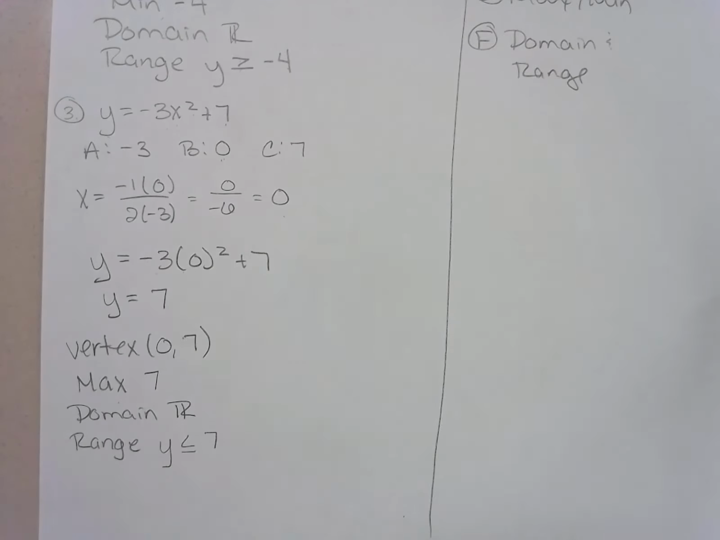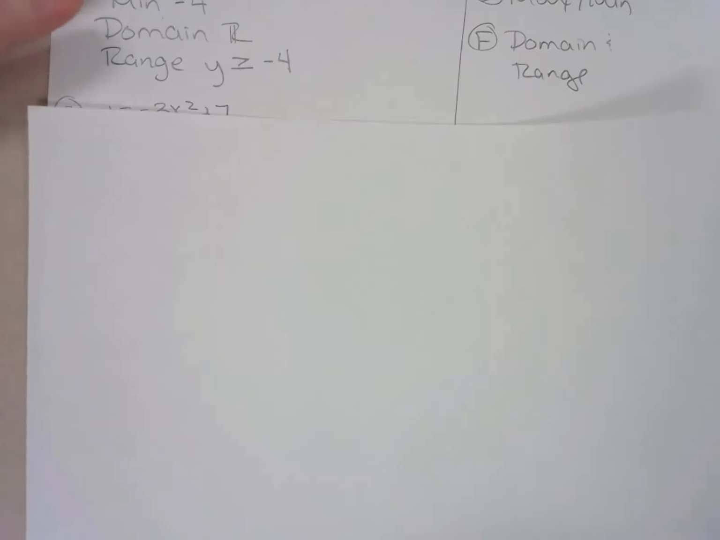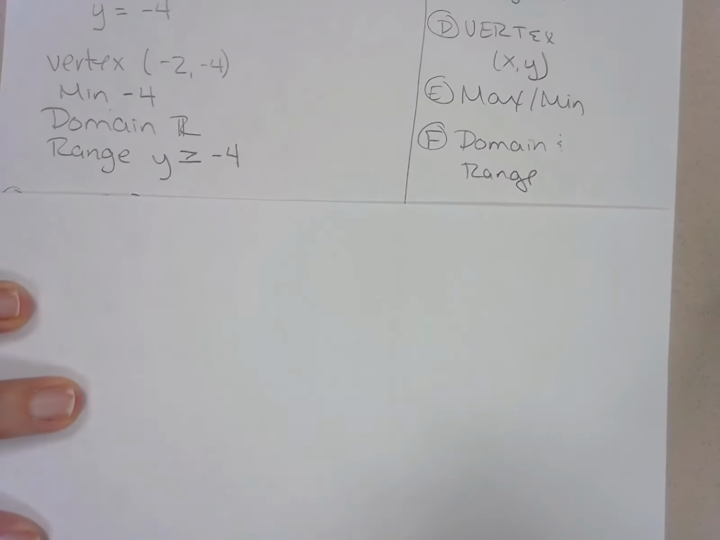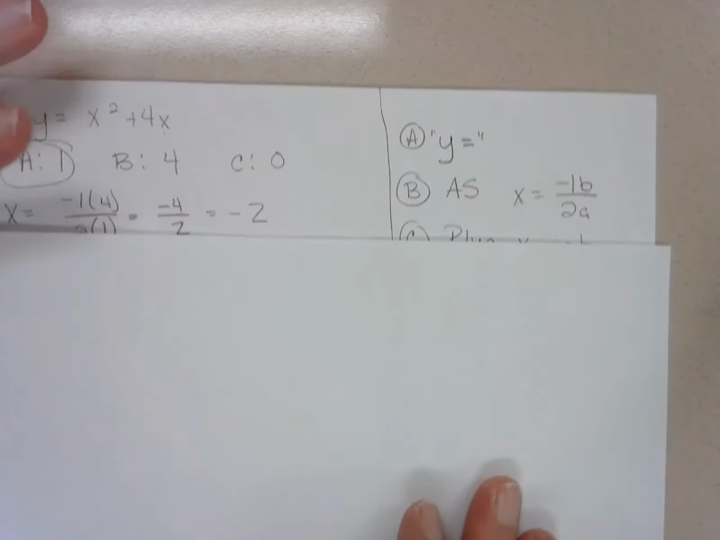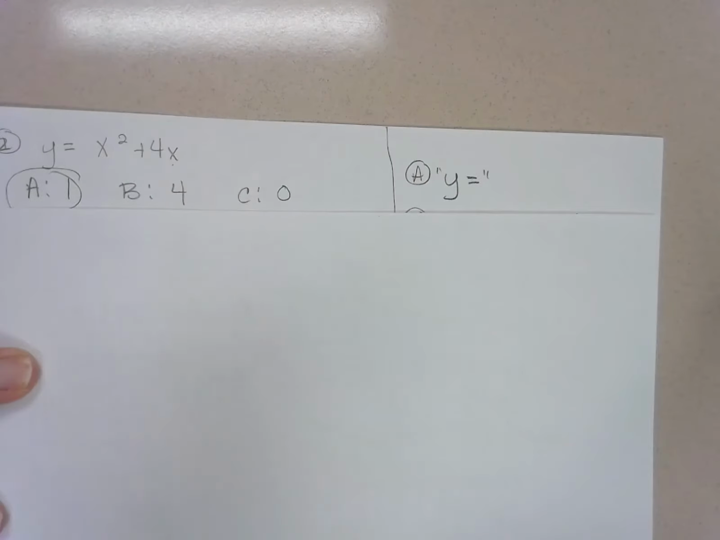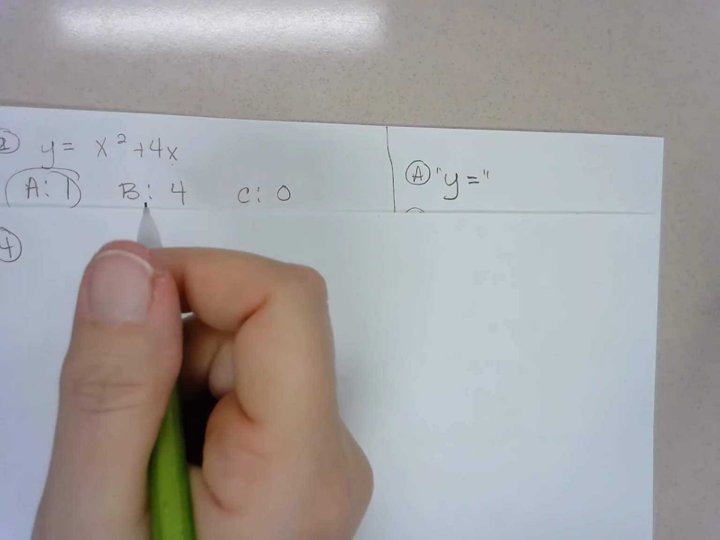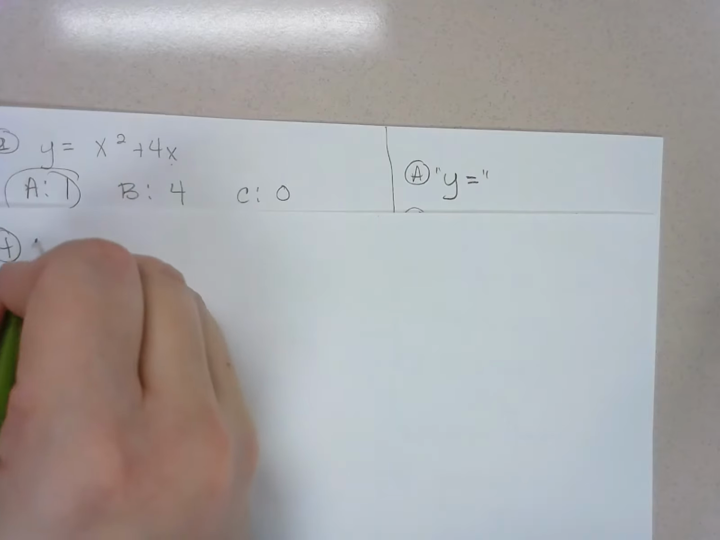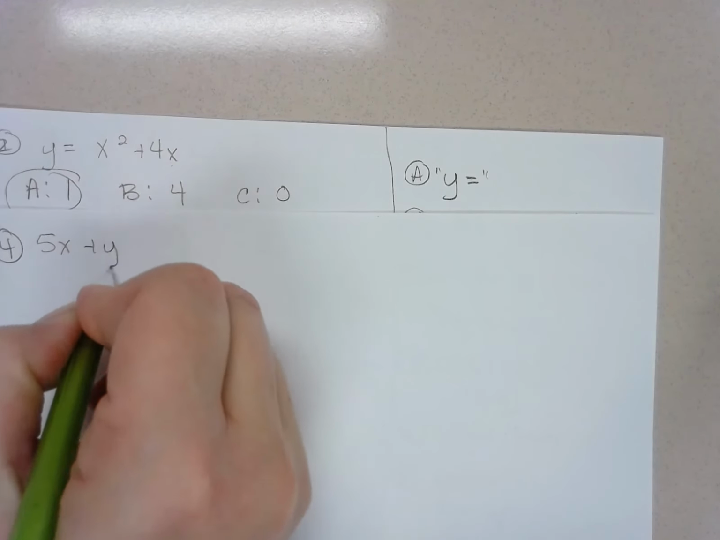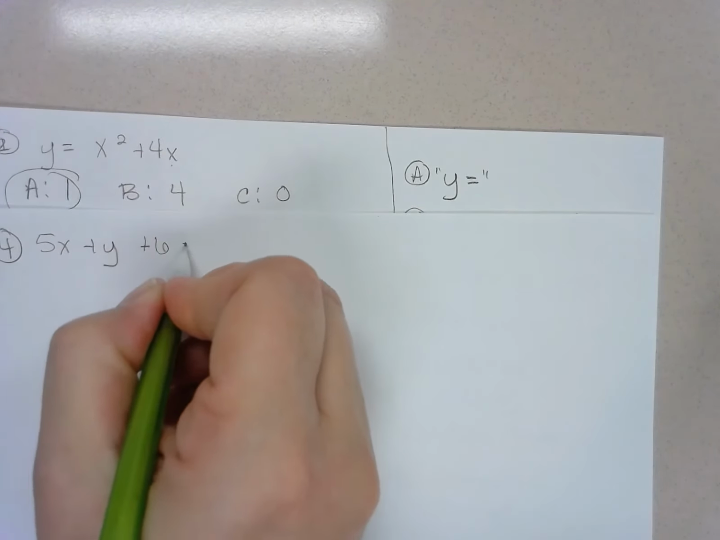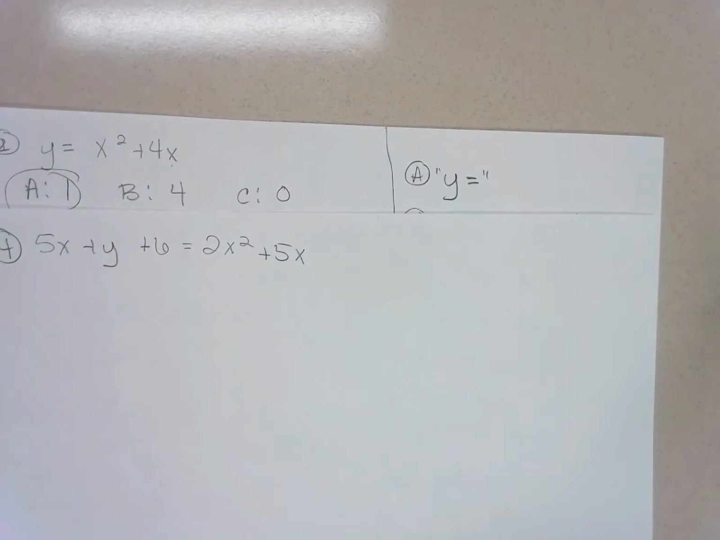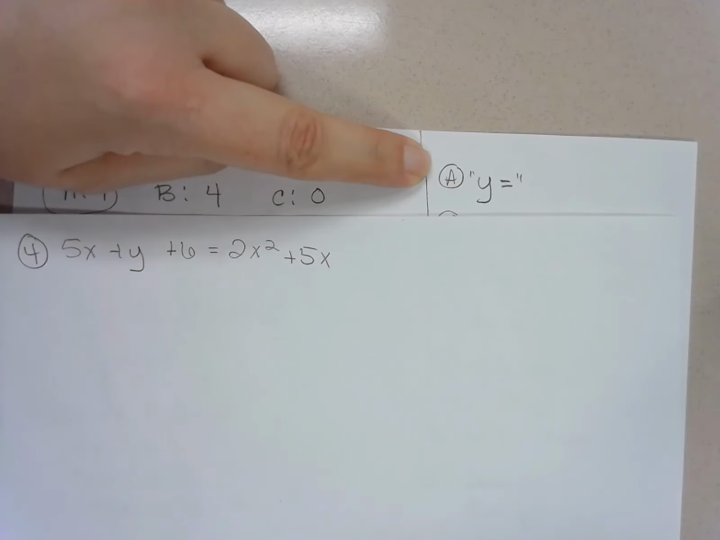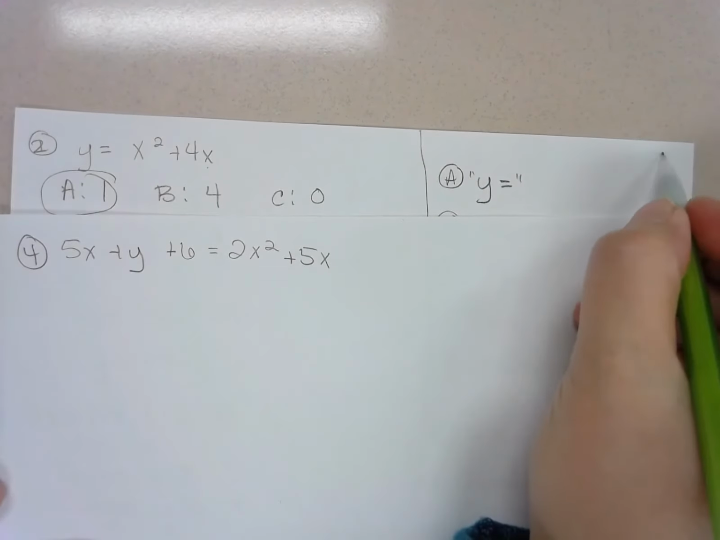Let's work one more problem. And I want to just go through the steps here. So our fourth example is 5x plus y plus 6 equals 2x squared plus 5x. This was page 2 of our notes. We're going to go through there.